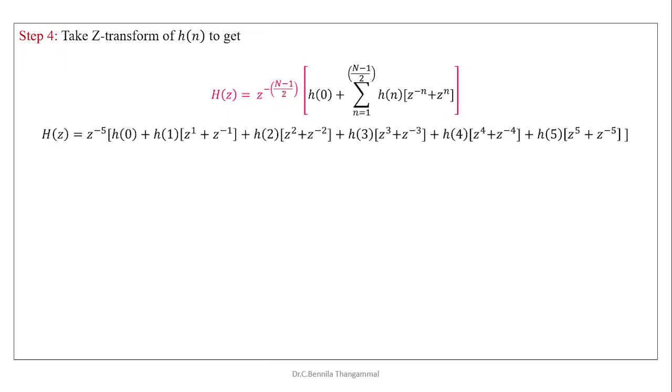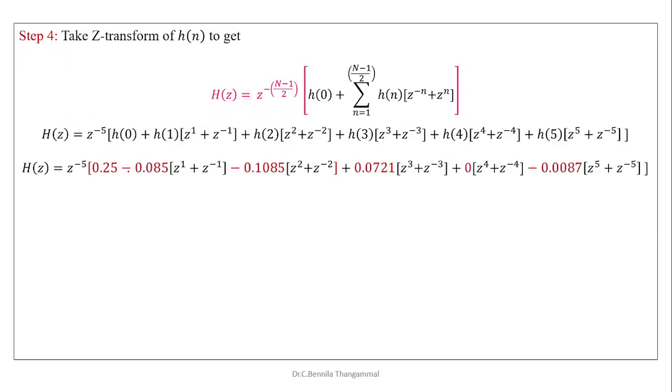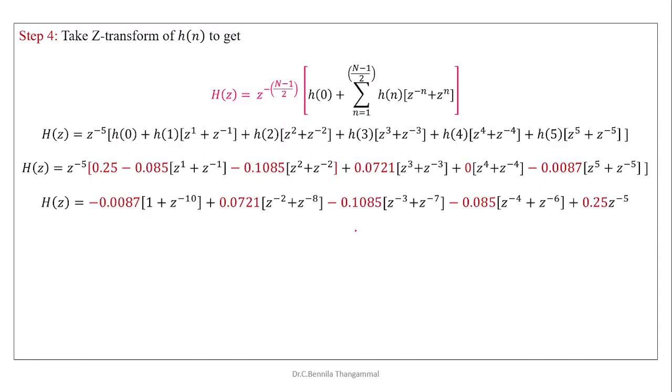Step 4, take the z transform of h of n to get h of z, equal to z power minus (N minus 1)/2 into h of 0, plus summation n equal to 1 to (N minus 1)/2 of h of n times (z power minus n plus z power n). So here z power minus 5 into h of 0 plus, expand the summation by substituting n equal to 1 to 5. So I got this one. Now multiply z power minus 5 throughout. Substitute your values of h of 0, 1, 2, 3 and multiply z power minus 5 throughout.